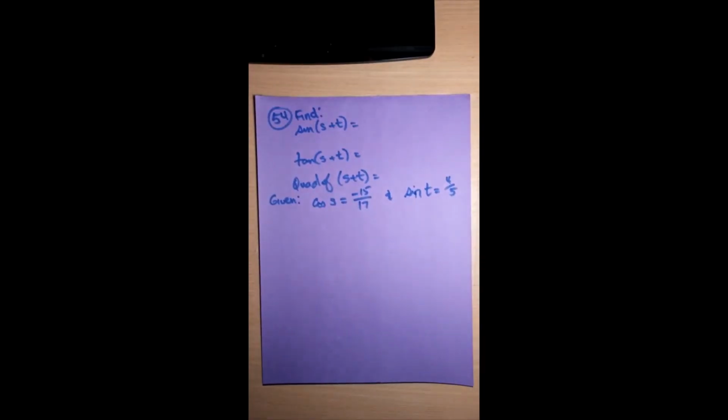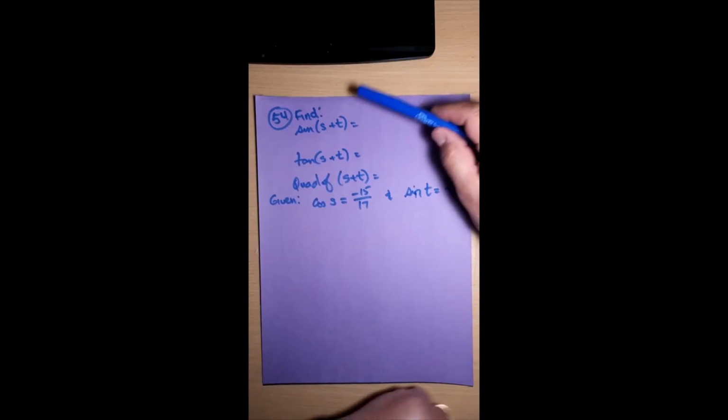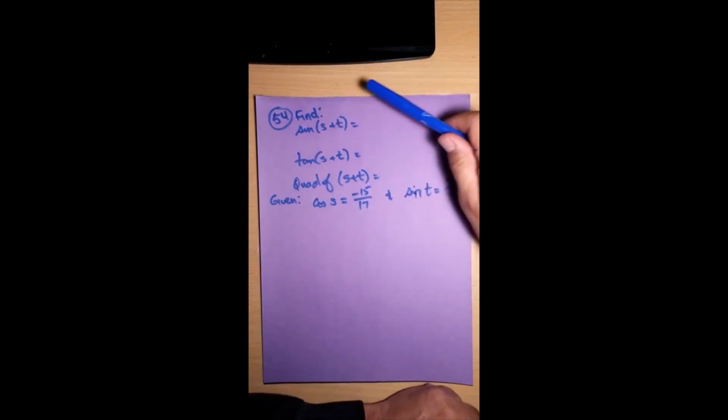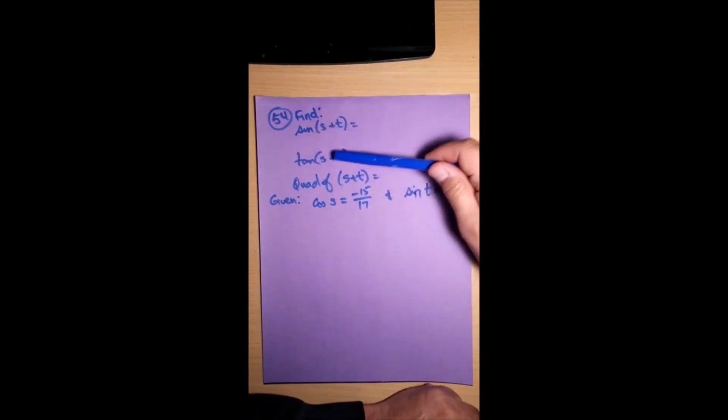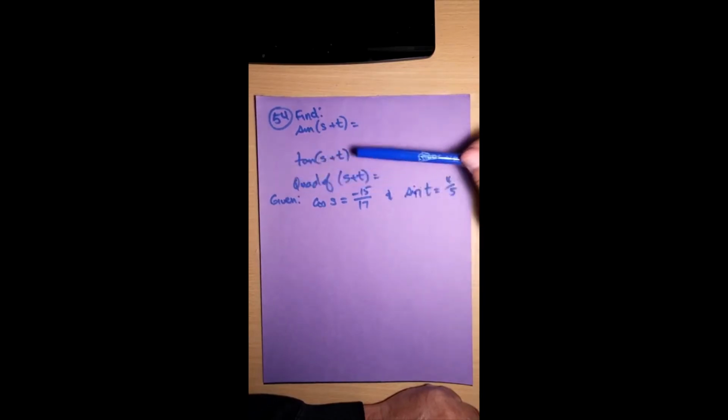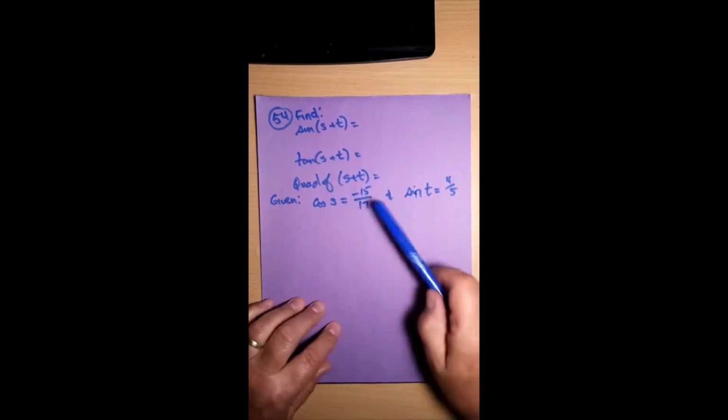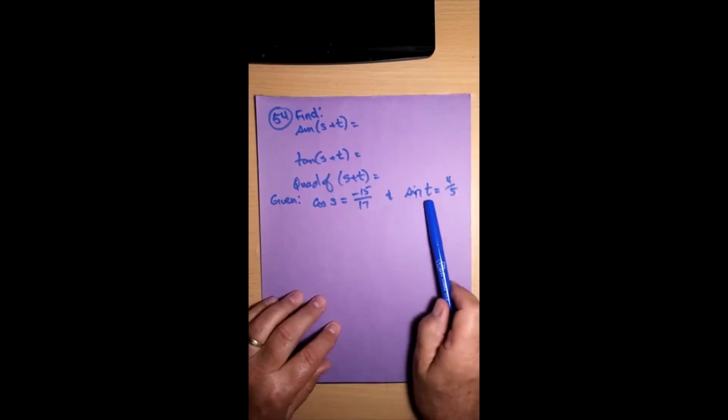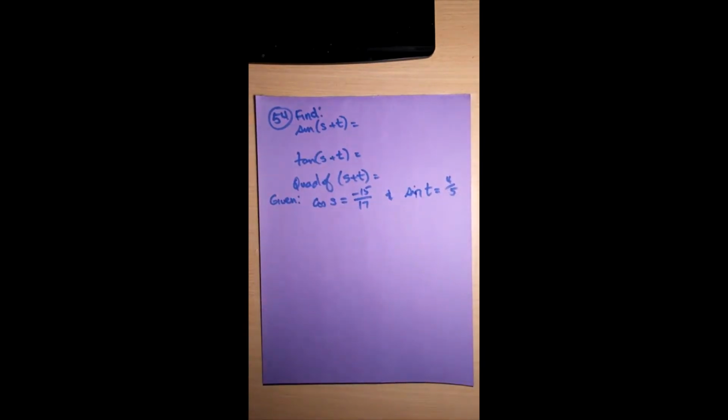Another example. Page 226, section 5.4, number 54. Find the value of the sine of s plus t, the tangent of s plus t, and the quadrant of the angle s plus t, given that the cosine of s is negative 15/17, and the sine of t is 4/5.